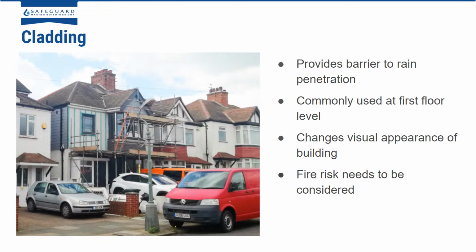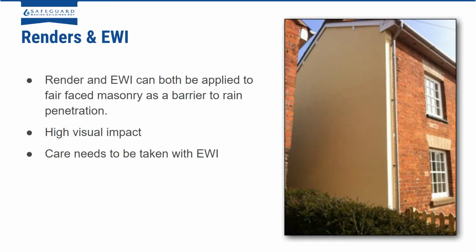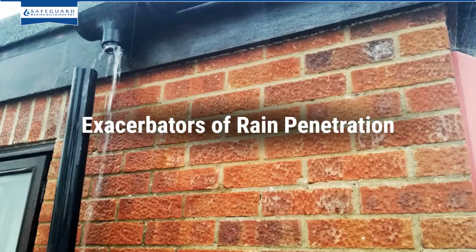Obviously it changes the visual appearance of the building, and also the fire risks should be considered. And also, as we said earlier, using render and EWI can also be applied to fair face masonry as a barrier to rain. It can obviously change the appearance of the wall, and also care needs to be taken so that it is installed correctly. So that's looking at a porous masonry.